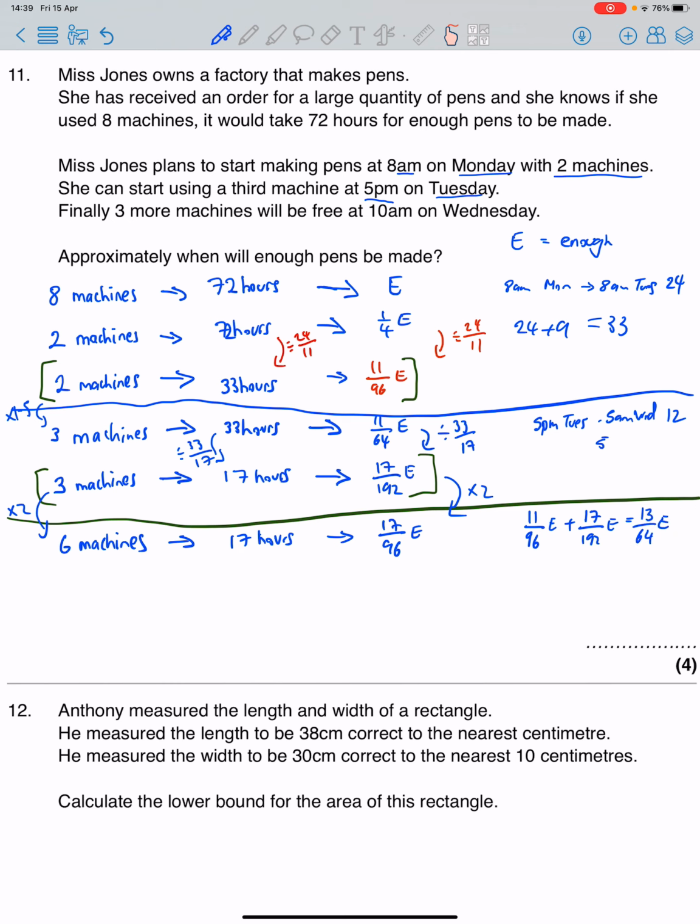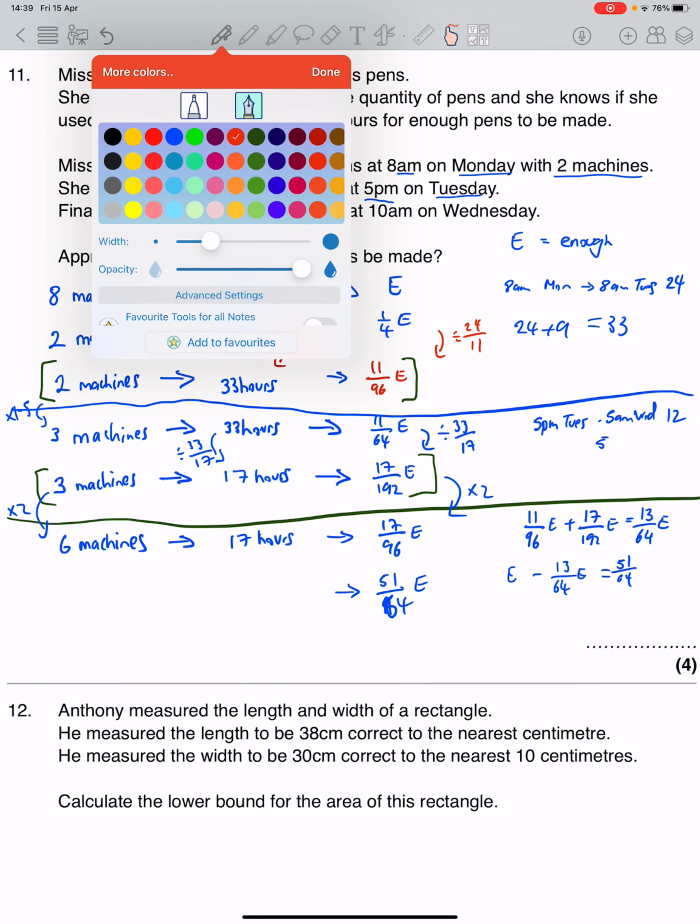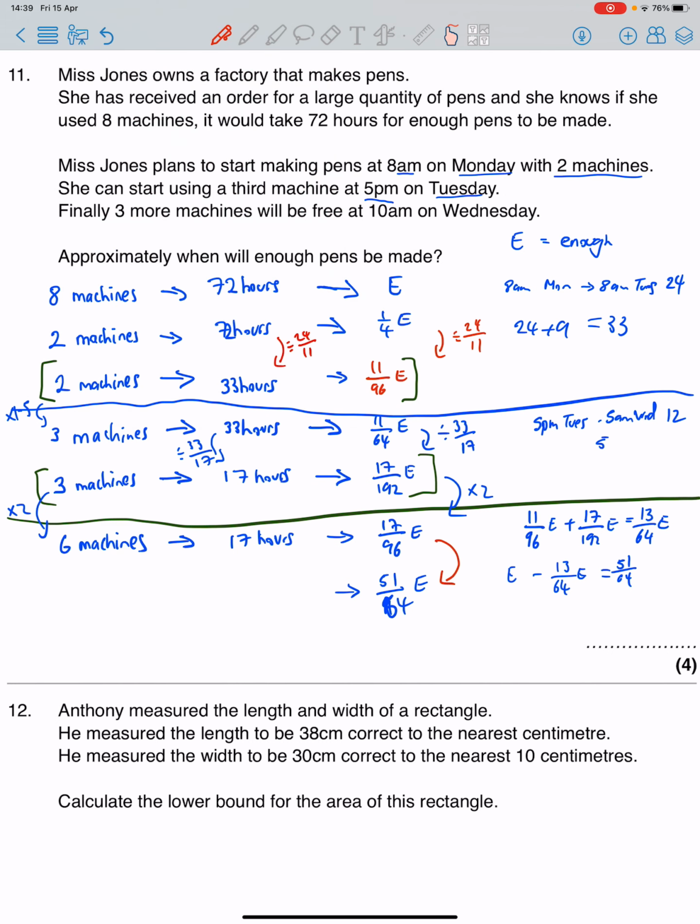So essentially we've got 1 take away 13 over 64. And again, using our calculator, we just do 1 take away 13 over 64. That's going to give us 51 over 64. So we want to work out how long is it going to take to make this much of the rest, basically. So we need to work out what's the multiplier to get from 17 over 96 to 51 over 64.